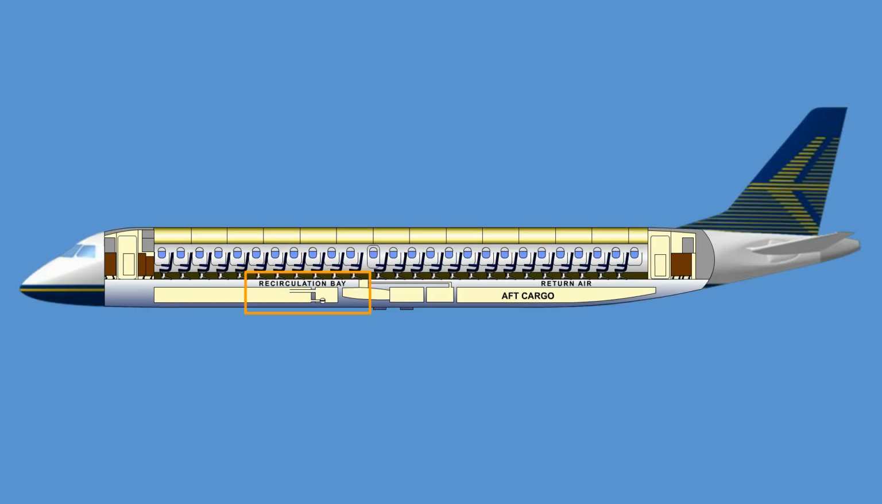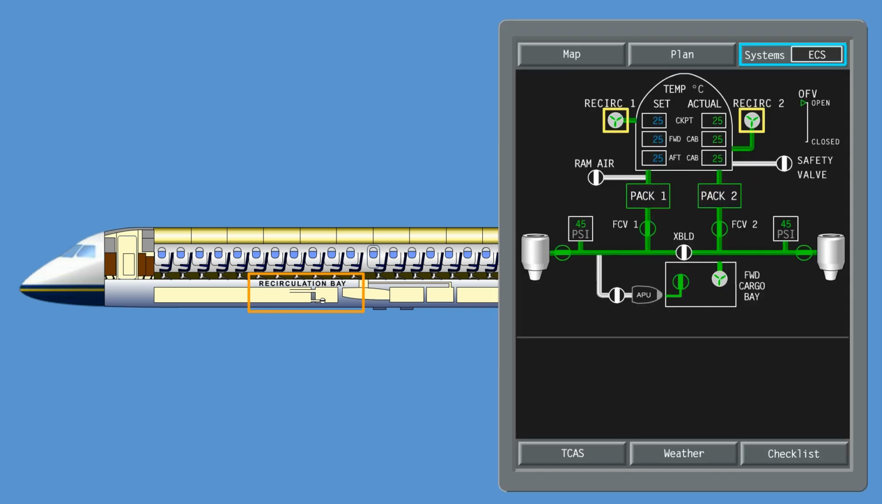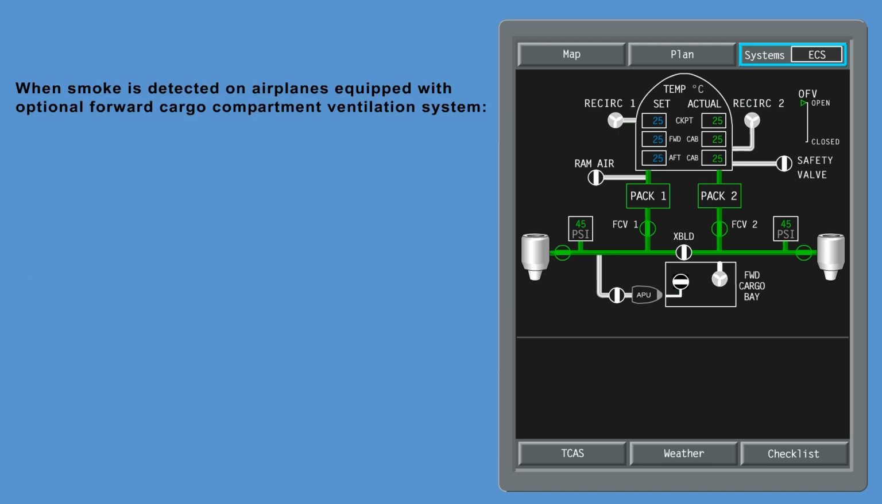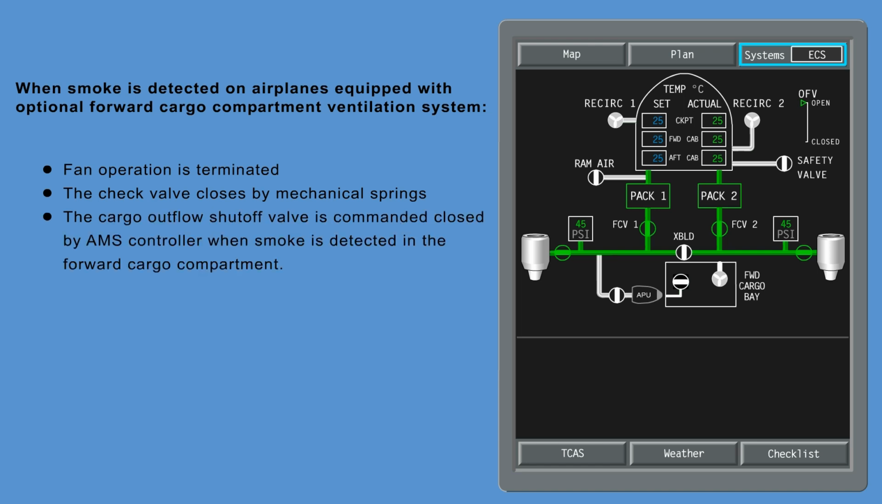The smoke detector mounted in the recirculation bay will command both recirculation fans to off when smoke is detected in the recirculation bay. When smoke is detected on airplanes equipped with optional forward cargo compartment ventilation system, fan operation is terminated. The check valve closes by mechanical springs. The cargo outflow shutoff valve is commanded closed by AMS controller when smoke is detected in the forward cargo compartment.